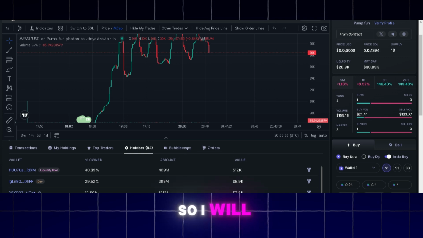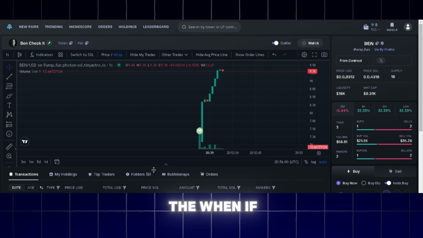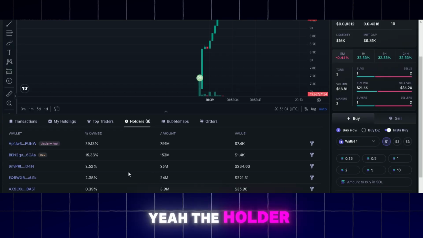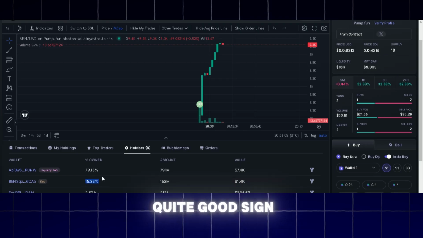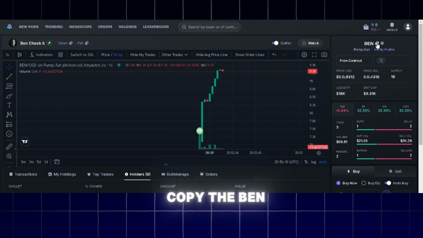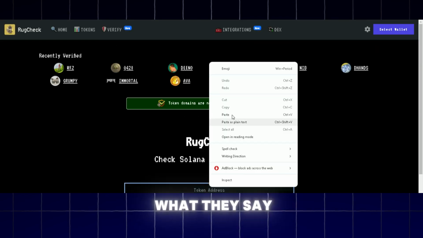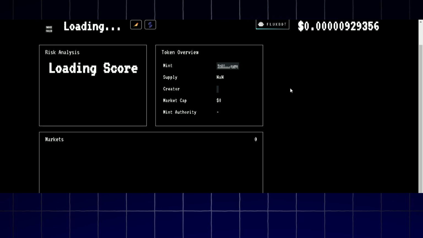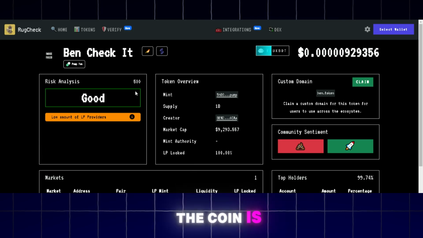So I will close this chart on Messi, and let's see the holders. Yeah, the dev is holding 15%, which is quite a good sign. And if we just copy the pen token, let's see this. Sometimes it takes so much time to load. Yeah, the coin is good.